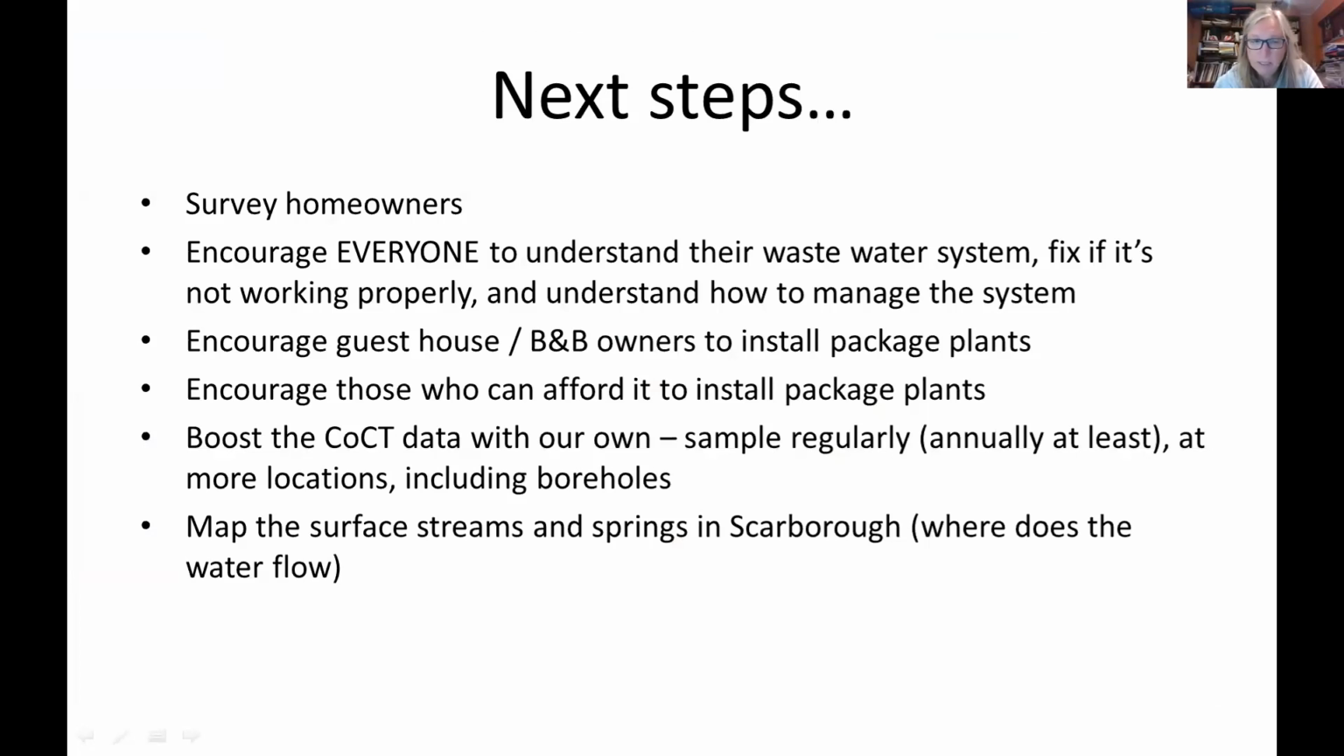I think it might be interesting to do a survey. It would be interesting to know who's using a septic tank, using a conservancy tank, etc., just to gauge what we have in the village. We need to encourage everyone to understand their wastewater system and to fix it if it's not working properly, and to understand how to manage the system, that it's a biological system. We need to manage it like that. I do think that we need to encourage those with guest houses and B&B owners, where there's a huge influx of people who don't necessarily understand or have the time to understand how a septic tank works.